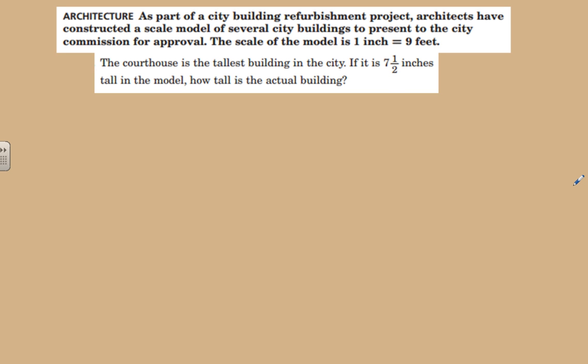Okay, so in this problem we are going to be using a scale drawing or a scale model to solve for the actual height of an object. So let's read the problem and we'll see where we need to go from there. It says, as part of a city building refurbishment project, architects have constructed a scale model of several city buildings to present to the City Commission for approval. The scale of the model is 1 inch equals 9 feet.